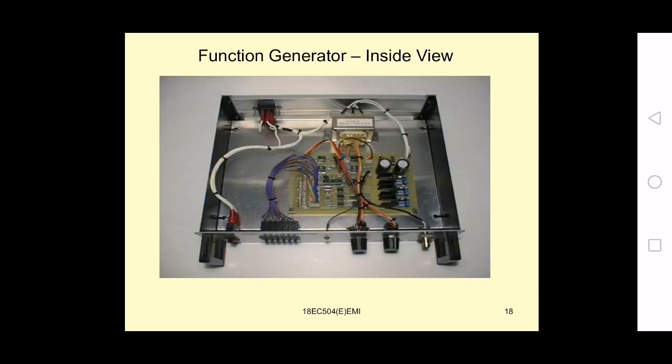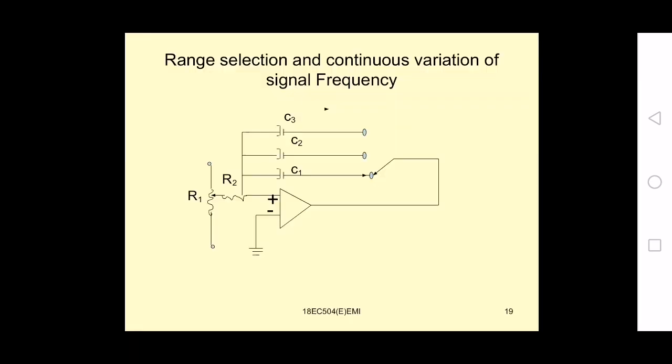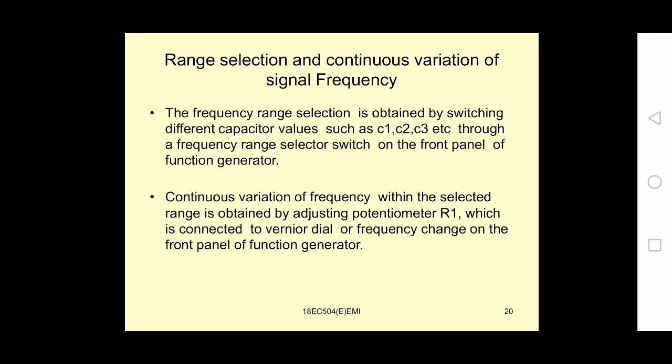So the inside view will look like this. Range selection and continuous variation of signal frequency. This is how it will be: R1 and R2, three capacitors C1, C2, C3, and an op amp. The frequency range selection is obtained by switching different capacitor values such as C1, C2, C3. That is, you can set the frequency range by setting the values of C1, C2, C3.